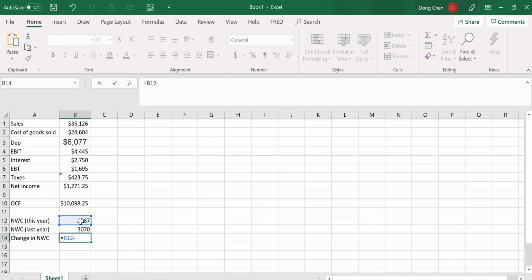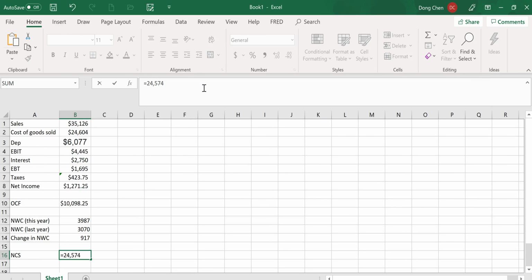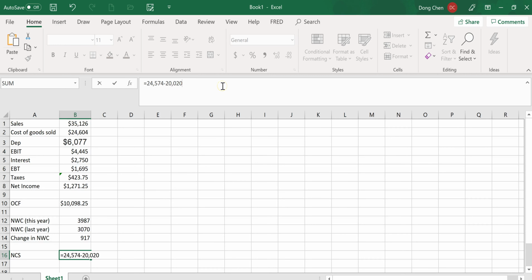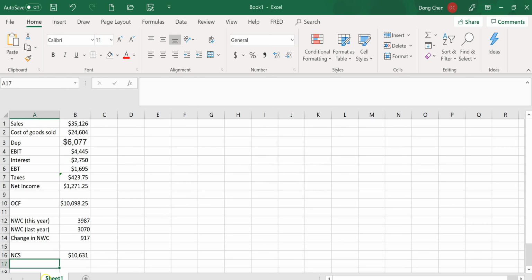And then we go to the NCS calculation, net capital spending. We know that's defined to be the change in net fixed assets. We find that at the end of the year, net fixed assets were this number. So we just copy that number here. And then we find the beginning of the year, the net fixed assets is right here. And then don't forget we need to add the depreciation back because that's when we use the net fixed assets. Again, we accept this change.